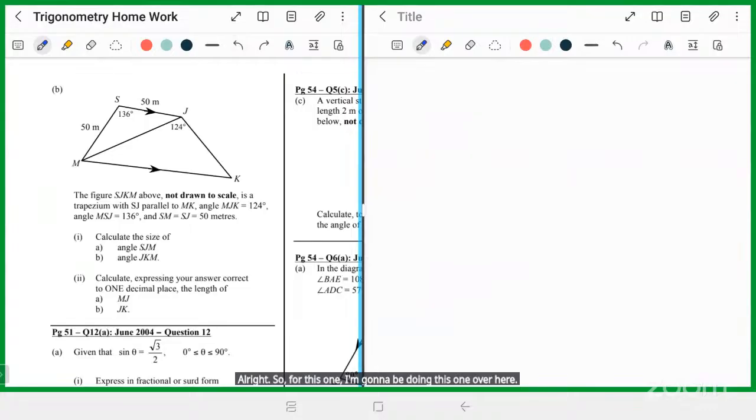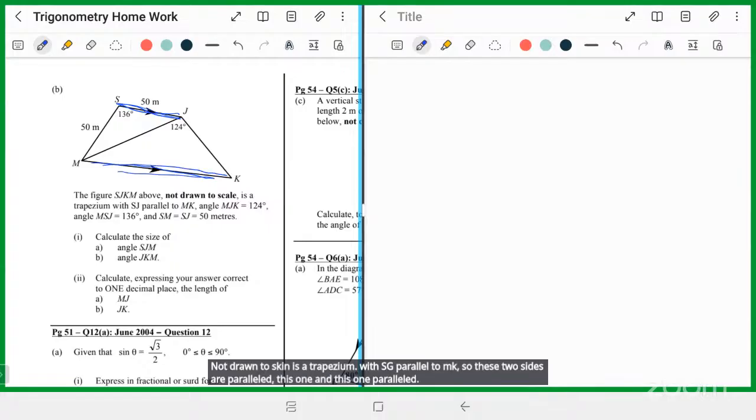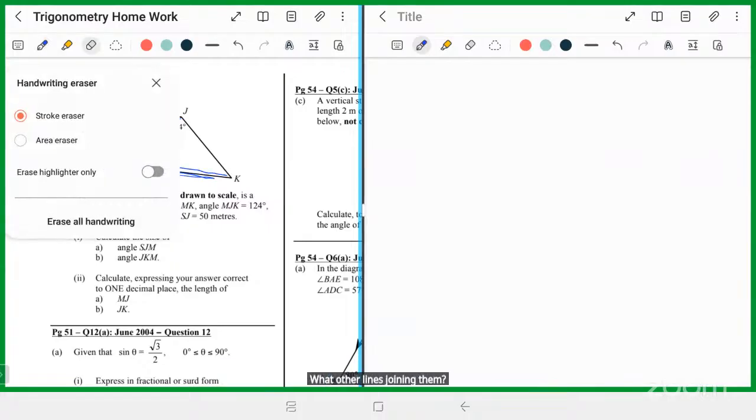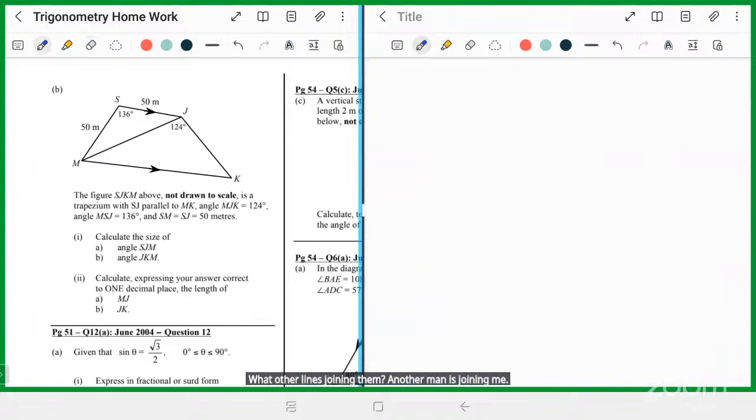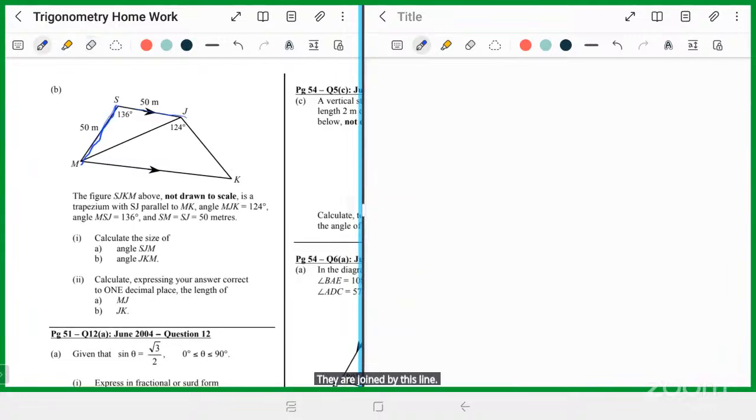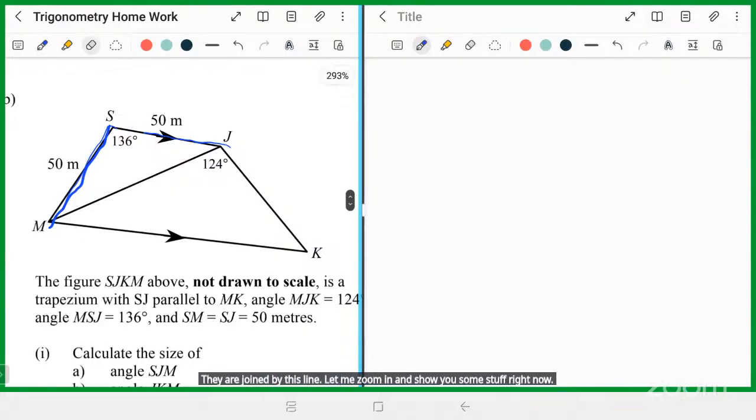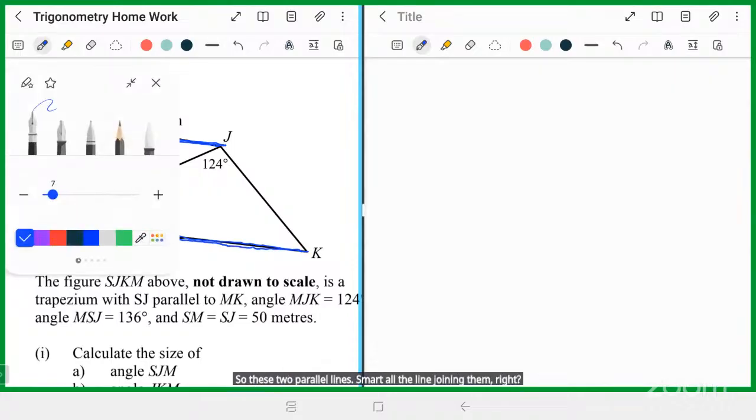The question says the figure SJKM, not drawn to scale, is a trapezium with SJ parallel to MK. So these two sides are parallel, this one and this one. What are the lines joining them? They are joined by this line. So let me zoom in and show you some stuff right now before we start. So these two parallel lines, we want to find the lines joining them. Let's mark all the lines joining them, right? They are crossed by this line first.